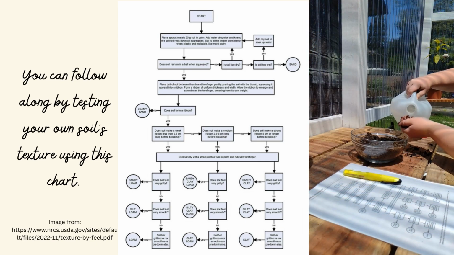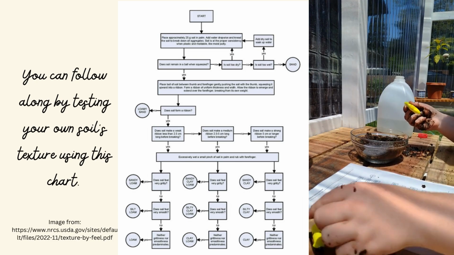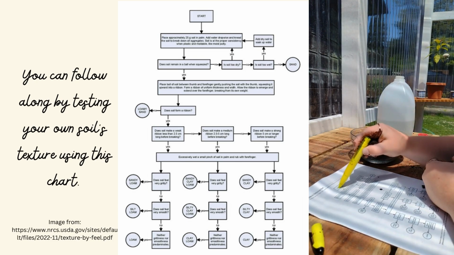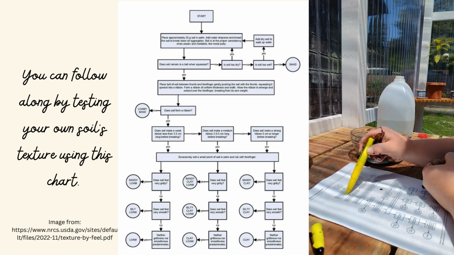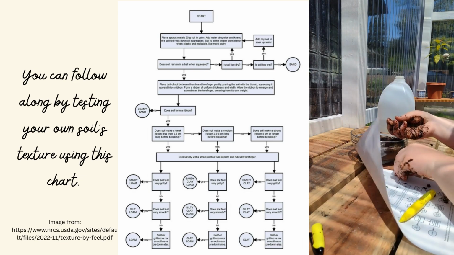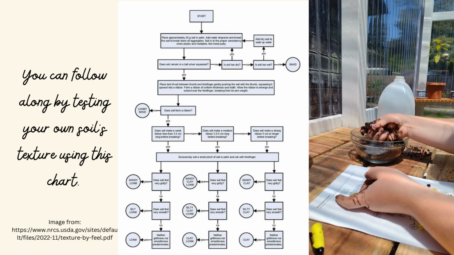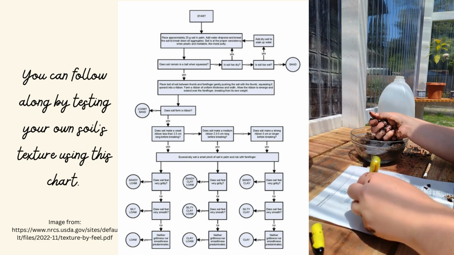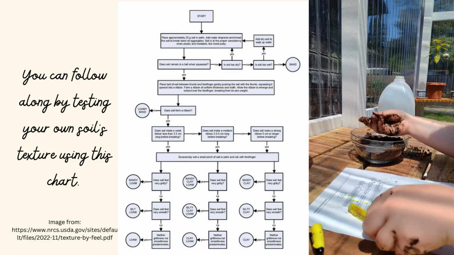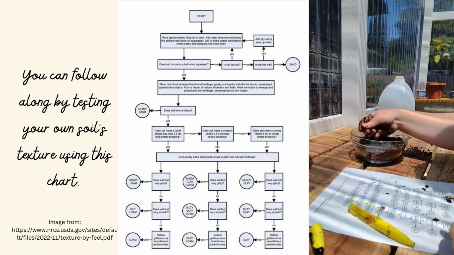Following the instructions on the chart, I made a ball with the soil. It held together, but not too well. Then I tried to make a ribbon and it would not stay together. Therefore, what I have is a loamy sand. This makes sense based on how quickly this soil dries out. If you end up with a soil texture that you don't really want, don't fret. There are many amendments that can be added, like soil conditioners, compost, or even sand.